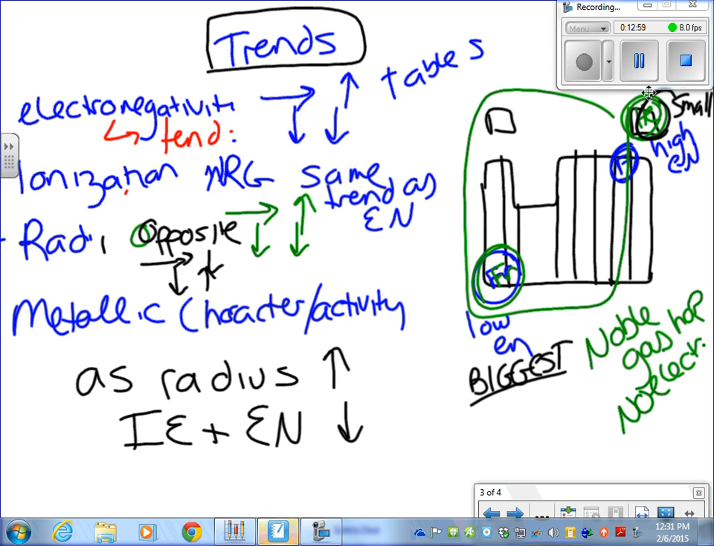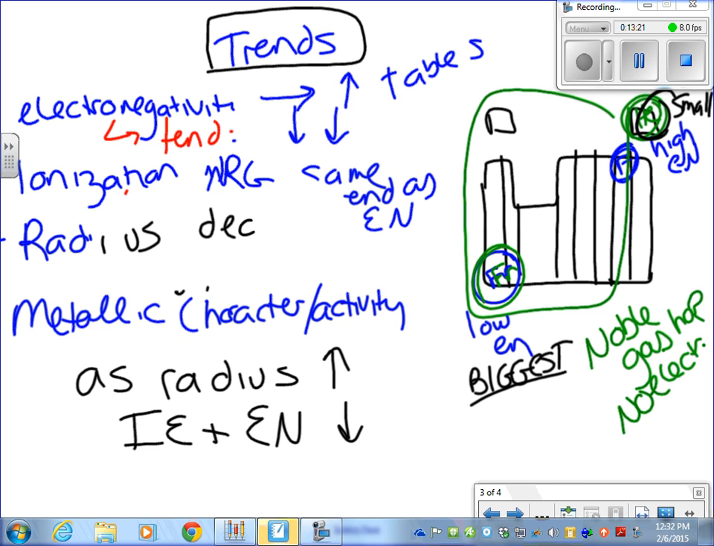So as you go across a period, the radius actually decreases. That's really important to note, okay? Because that's kind of counterintuitive. You kind of think, oh, I've got more electrons, it should be bigger. But more electrons, with a stronger nucleus, okay? Your nucleus gets stronger, so it pulls the electrons in tighter, so it actually gets smaller. So radius decreases across a period because of a stronger nucleus.